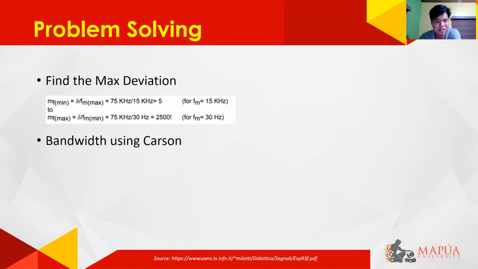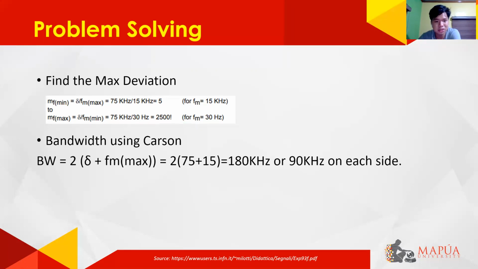With this answer, we will now be able to compute the bandwidth of FM using the Carson equation. The bandwidth is 2 times the deviation plus FM max. So we have computed 2 times 75 plus 15, that gives us 180 kilohertz. That is the total bandwidth of the FM. Per sideband, it will be distributed equally, 90 kilohertz each, so the lower and upper sidebands will have 90 kilohertz each.